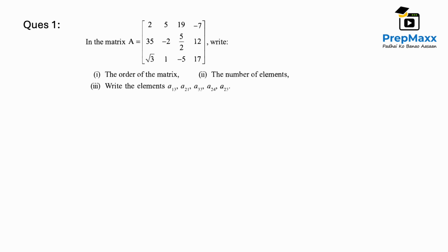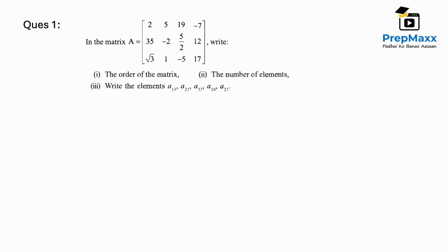So the very first question that we have is, in a matrix A, the matrix is given to us and we have to write the order of the matrix, the number of elements in the matrix, and we have to write the element values A13, A21, A33, A24 and A23. So how can we find the order of the matrix here?